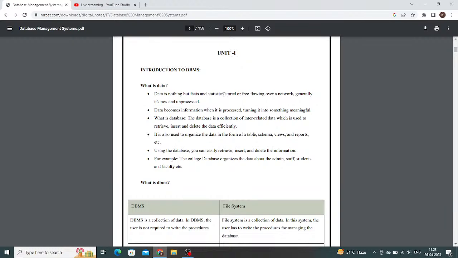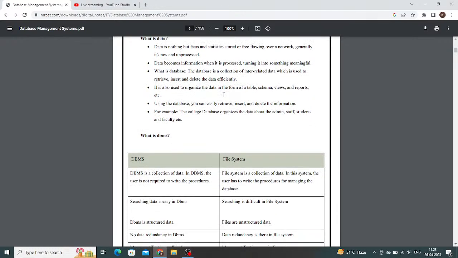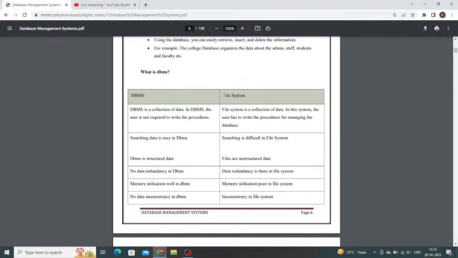So here are the two types we have: first is DBMS, second is a file system, because we have two methods to store the data, in a file or in a DBMS. In DBMS, the user is not required to write the procedure. In a file system, the user has to write the procedure for managing the data. Second, searching data is easy in a database, and searching is difficult in a file.